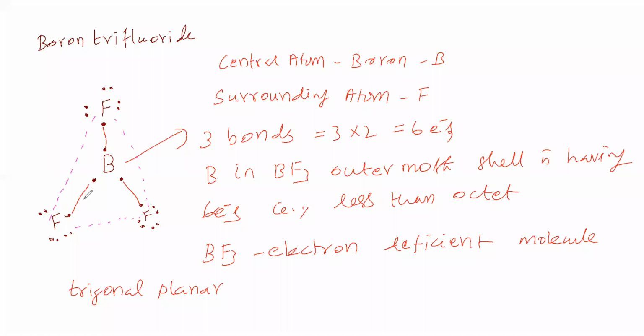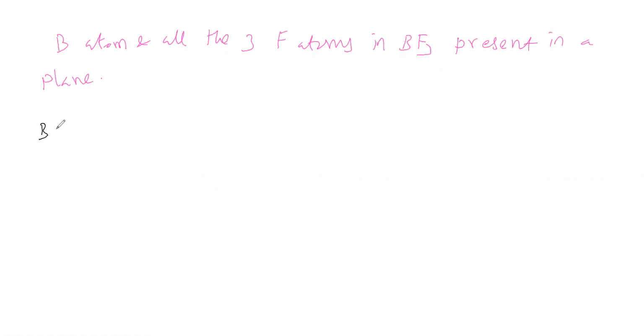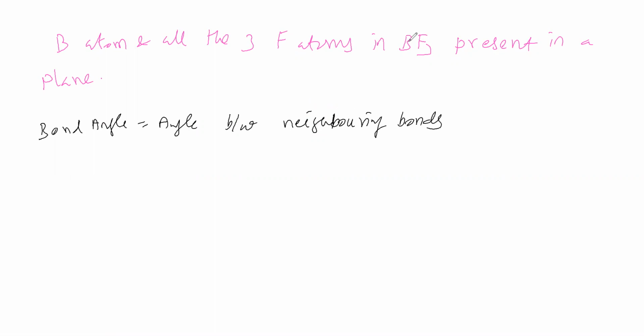Next point we are seeing is the angle between these two bonds. What is it called? Bond angle. So what is bond angle? Bond angle is nothing but the angle between neighboring bonds. The angle between neighboring bonds is called a bond angle, we can say.